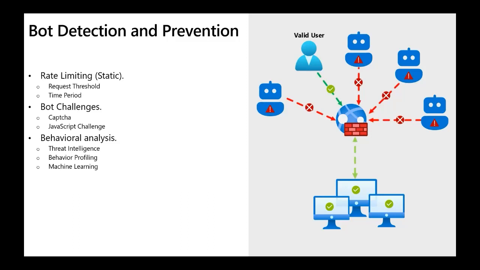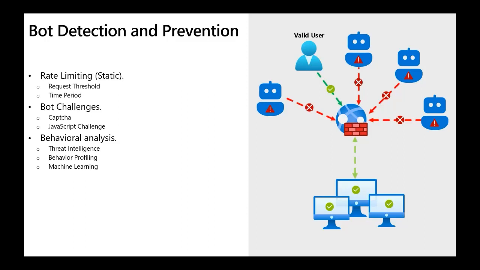With rate limiting, you are basically trying to stop a bot attack by looking at how many times your backend web application is being accessed and setting a threshold for it. Within a specific period of time, if, for example, this number of attempts is exceeded, a block request can occur. We also have what we call bot challenges, and these can include CAPTCHAs or JavaScript challenges.